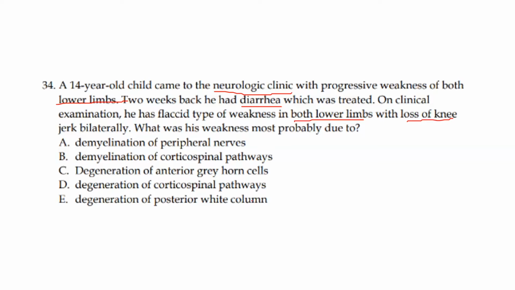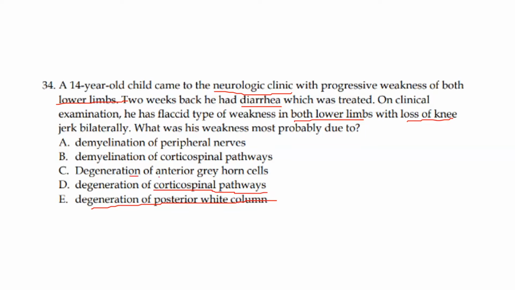Okay, so let's take these options one by one, starting with the bottom one, because why not? E is degeneration of the posterior white column. Now, the posterior white column is the dorsal column, which is related to sensory perception, so proprioception and fine touch and vibration, which isn't really relevant here because he's having motor symptoms. Then we have degeneration of the corticospinal pathways, which is option D. In that case, he'd present with a sort of spastic paralysis.